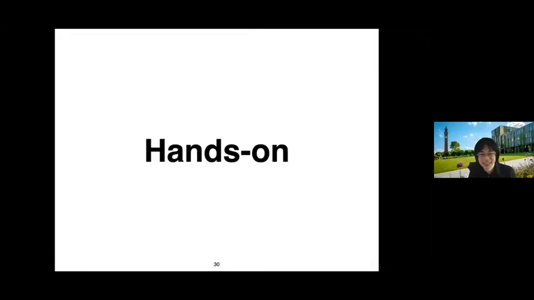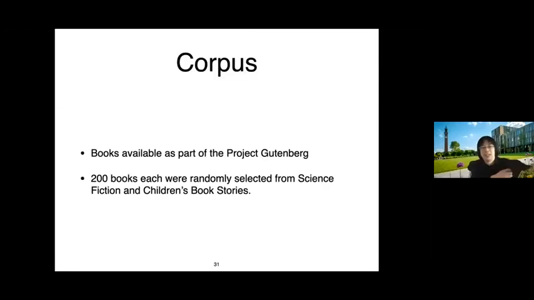Right. Okay, so I'll explain a bit about the corpus that we're going to use. We'll use the books available as part of Project Gutenberg. I randomly downloaded 200 books each from science fiction and children's book stories. So there are two genres.